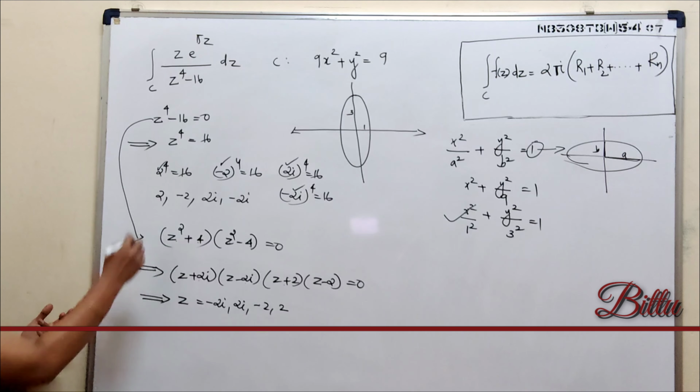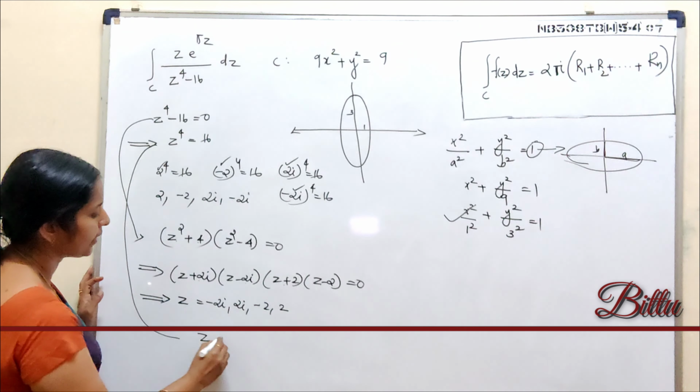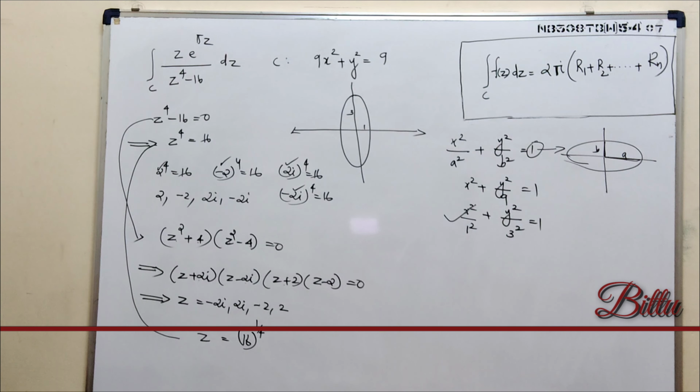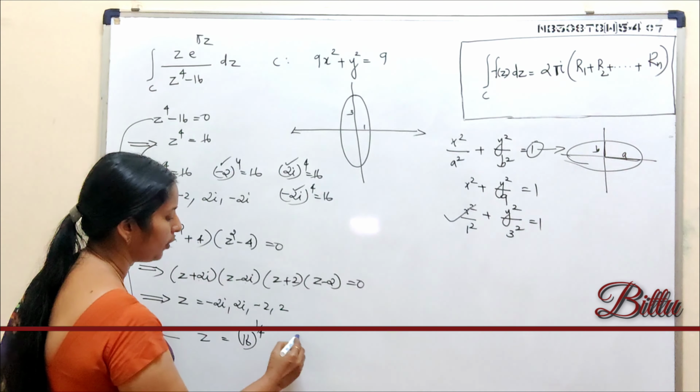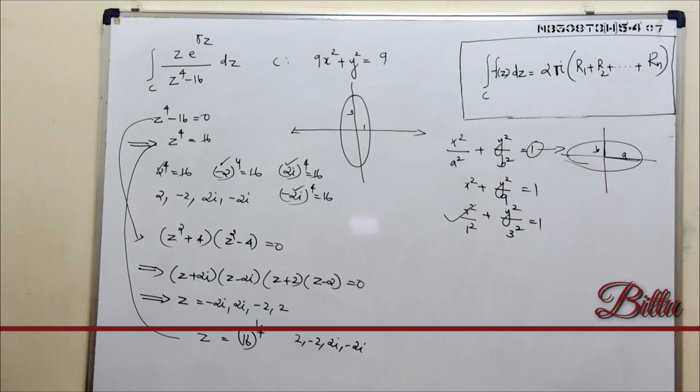Again, you can solve in another way. You consider this one. From here, z equal to 16 raised to 1 by 4. That is, you have to find the 4 fourth roots of 16. The 4 fourth roots of 16 are 2, minus 2, 2i, minus 2i. These are the different ways for solving this equation. From this, we can notice its poles are 2, minus 2, 2i, minus 2i.